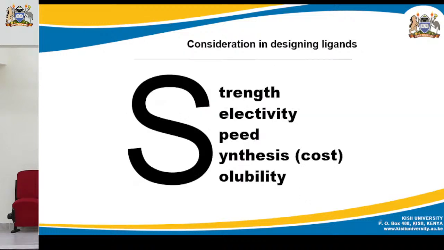So when you're considering a ligand or a synthetic organic molecule for use, what are you looking at? One, strength: how strong or how robust is it? Then the next one is selectivity. Selectivity is a very important component because it gives you an indication of what you want it to react with. Then the next one is speed. Are the kinetics of its reaction appropriate? Are they good enough?